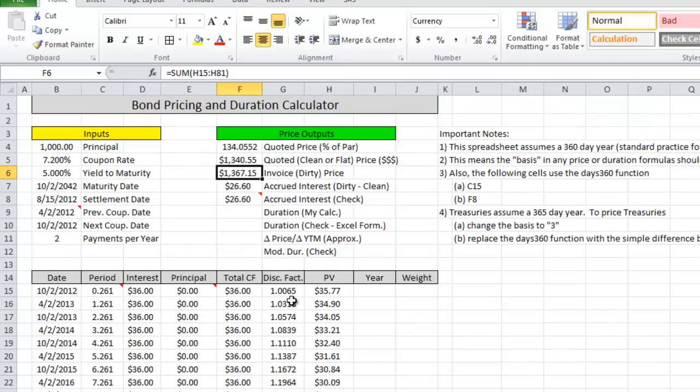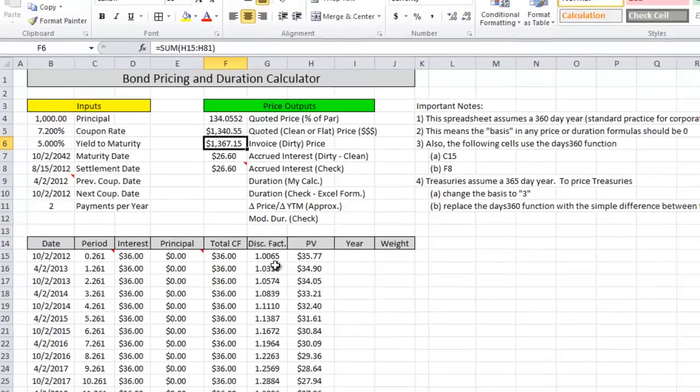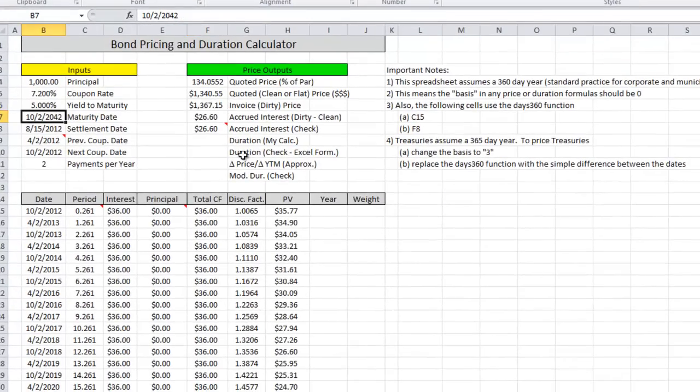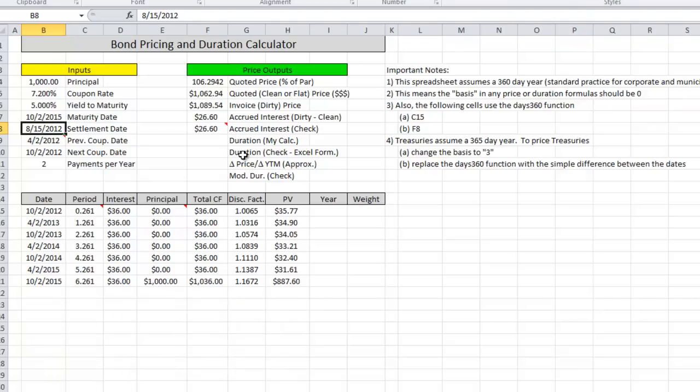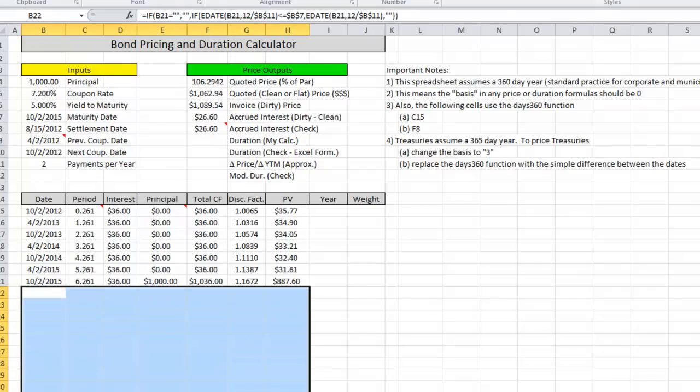All right, we're almost done. Let me show you just a couple other things here. I want to show you conditional formatting. What do I mean by conditional formatting? Well, let's peel this back. Let's go back to October 2nd, 2015 as our maturity date. So October 2nd, 2015. You can see this is a very dynamic calculator now. There's no content showing below that maturity date.